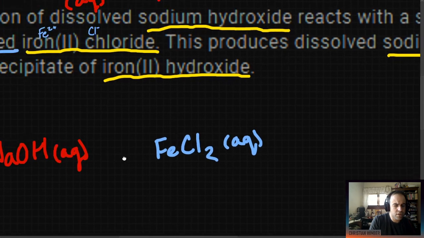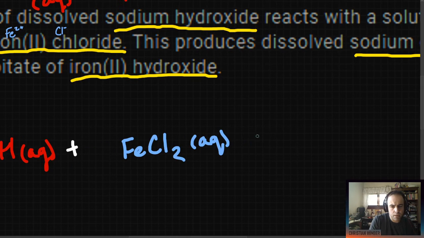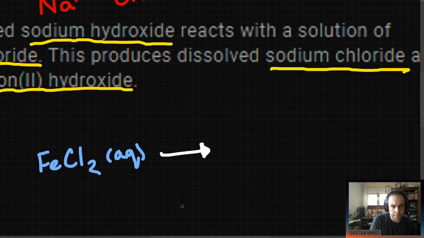Now we're going to put these two together, and the symbol we use to say that we're being put together is plus, and then these two things are going to come together to make something else. That's what the arrow means. So we add these two together to make something else.